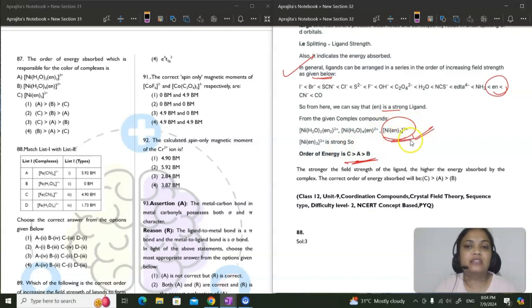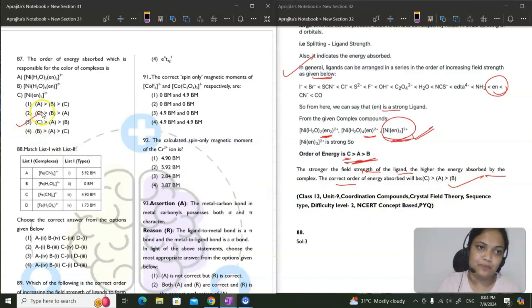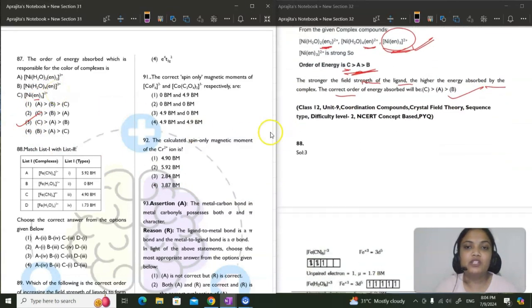So 3 ligands attached, so it means it will be having the strongest field, so C. And then it will be where two ligands are attached, and then where one ligand is attached. Okay, one ethylene diamine. So stronger the strength of the ligand, higher will be the energy absorbed. So the order is CAB because of the number of ethylene diamine ligands that are attached here.